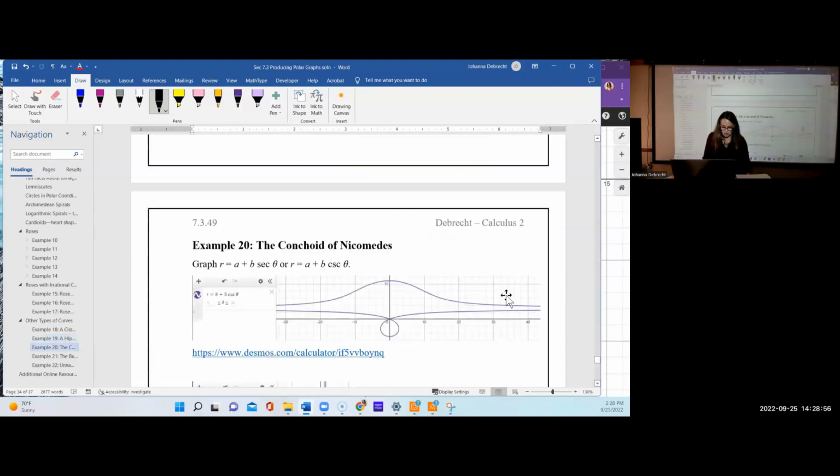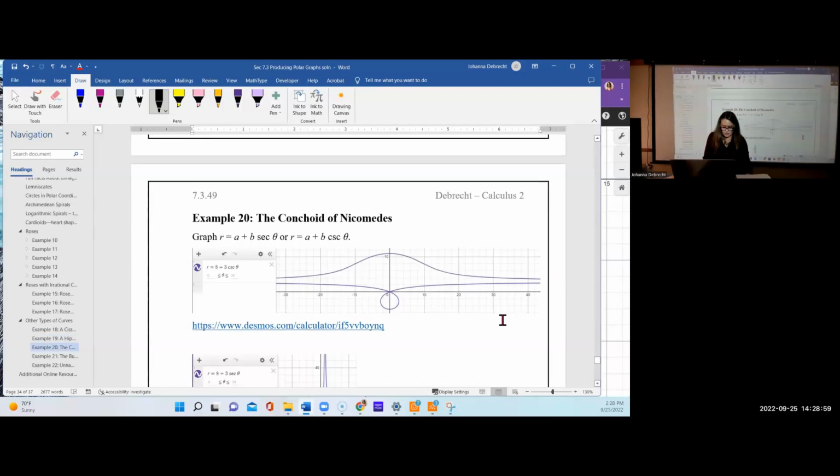So that's a hippopede. And then we have the Conchoid of Nicomedes, which can be turned one of two directions. It's either a plus b secant of theta or a plus b cosecant of theta. So the cosecant of theta, the one that I have right here, is oriented sort of horizontally. You can see it has this sort of hill shape here. And then it comes down, it has this loop below the pole right here. And then these branches get closer and closer together as it moves further and further out, all right? And this is just graphing from 0 to 2 pi, all right?